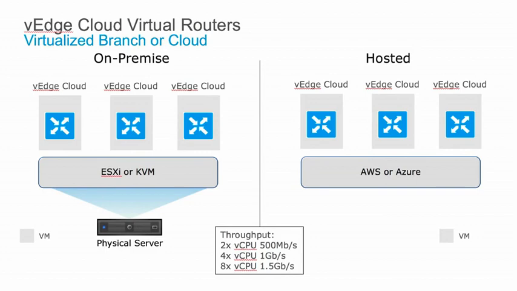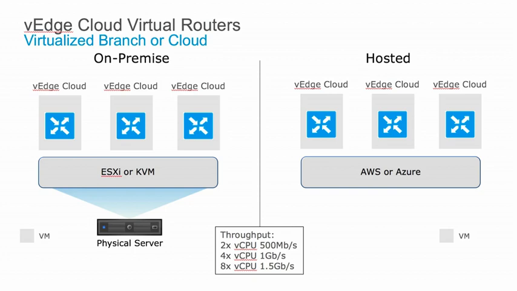Cisco's vEdge Cloud Virtual Router offers the ability to provision the Cisco SD-WAN solution in a virtual environment. For on-prem deployments, vEdge Cloud can run as a VM on ESXi and KVM hypervisors, and it can be deployed on any x86 server. In this case, vEdge Cloud can act as NFV in a virtual branch that can act as a VNF within that NFV platform.